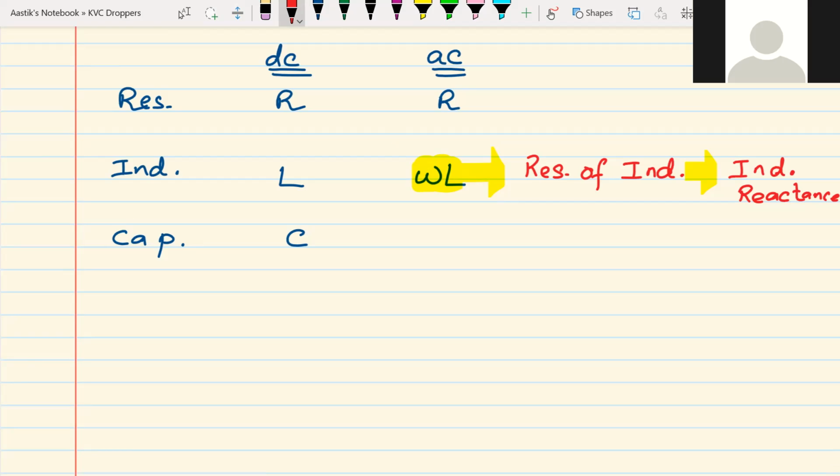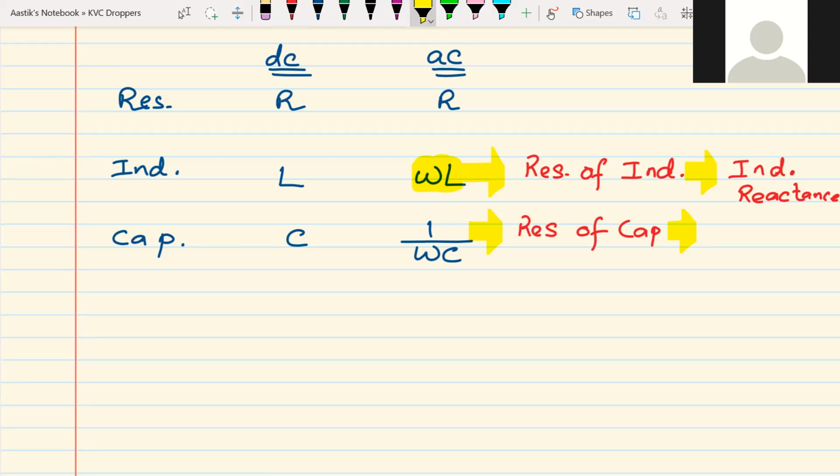Completed. So omega L is the resistance of the inductor. We can call it inductive reactance. Now, similarly, I can find the resistance of the capacitor, and it is given by 1 by omega C. I can write this 1 by omega C as the resistance of the capacitor. This is not a good name. So what name should I give it?